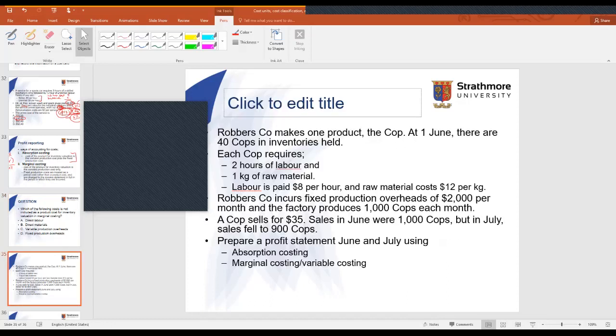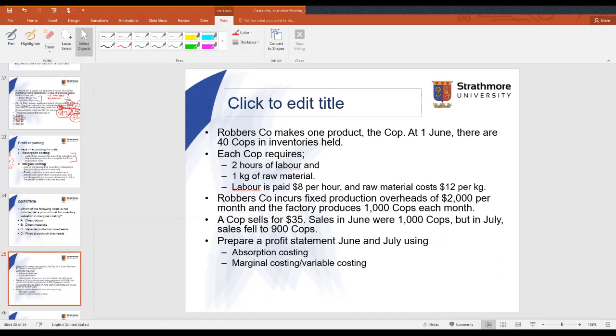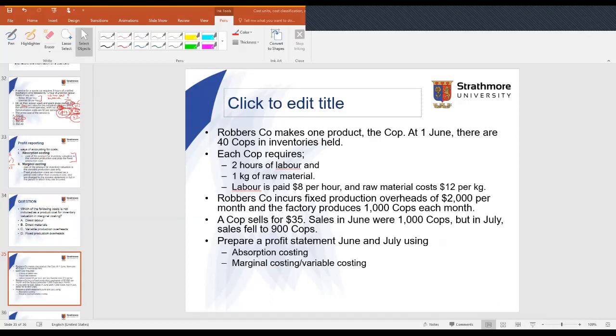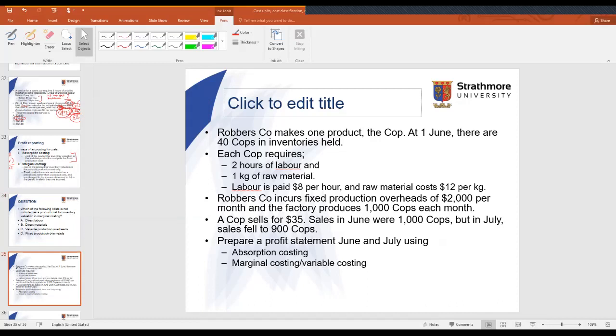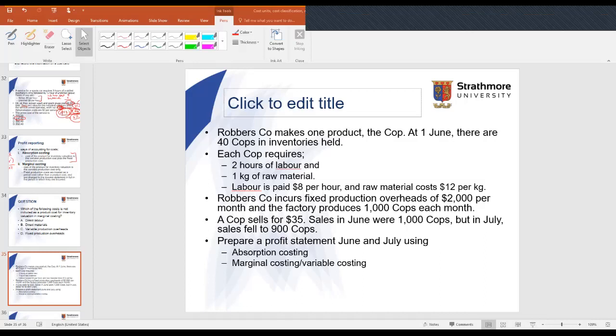Go through this example; we do it together. I suppose you have gone through the question and understood what the examiner requires. Here we will prepare a profit statement for June and for July using absorption costing or marginal costing. You can begin with marginal costing.